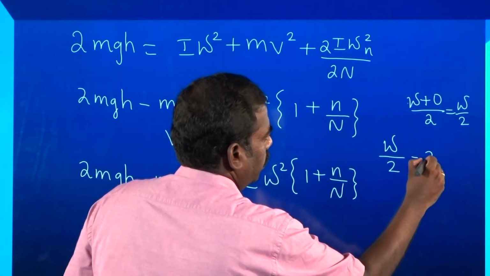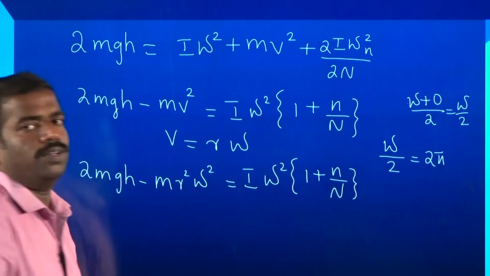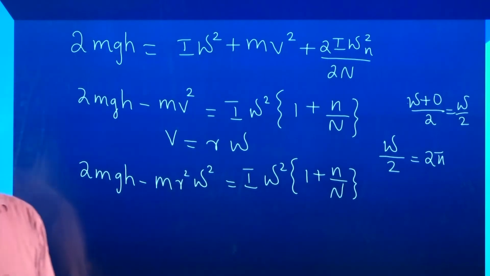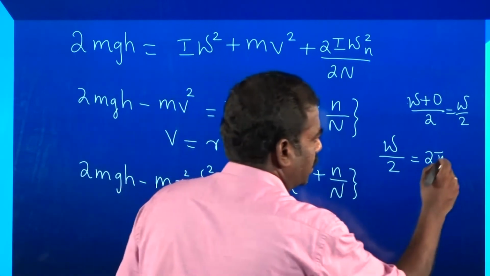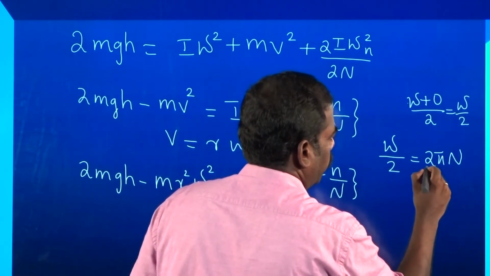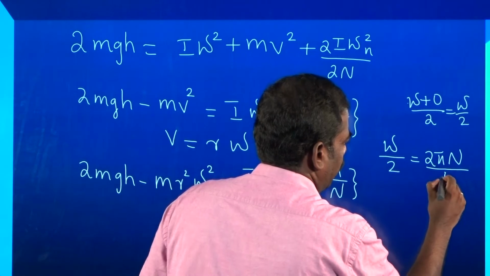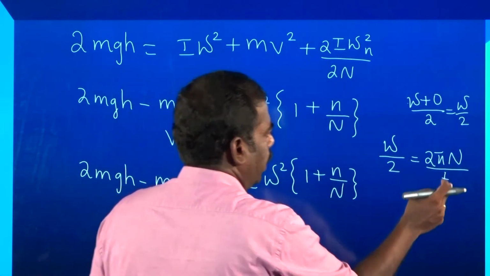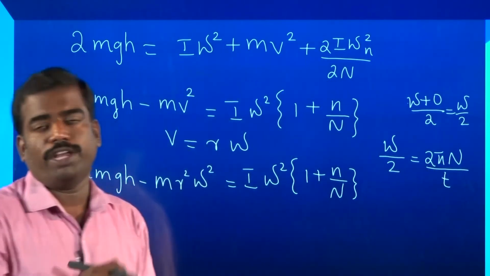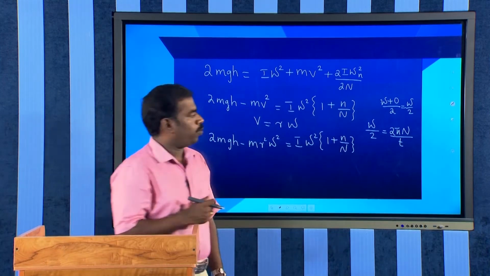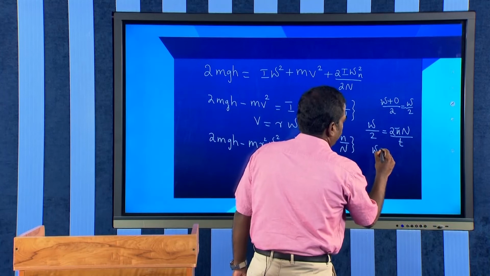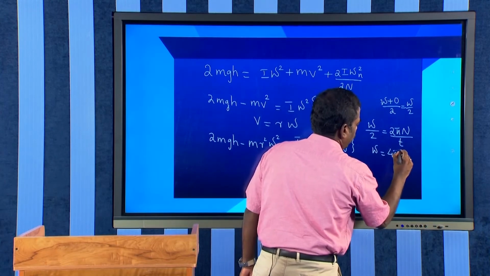So omega by 2 is the average angular velocity of the flywheel, which is equal to 2 pi f, where f is the frequency. Since it makes capital N rotations during the time small t, the frequency is N by t, so it is 2 pi N by t. So omega by 2 equals 2 pi N by t, or omega equals 4 pi N by t.